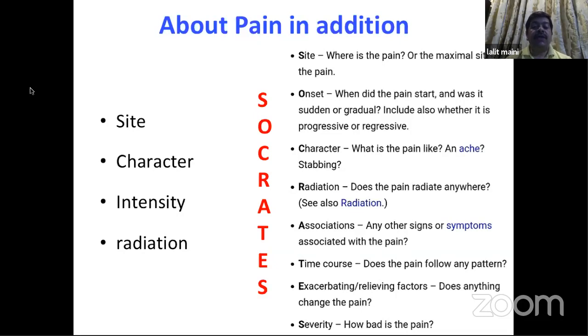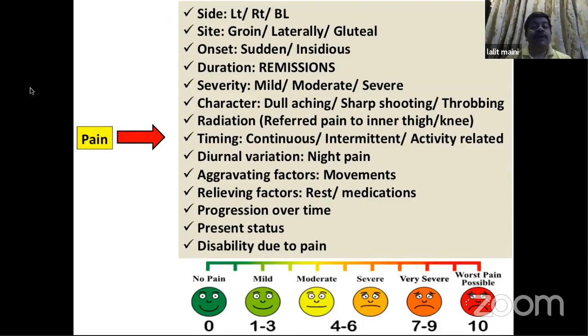Association, any other sign or symptom which is related to this pain? Time, the course, does the pain follow any time duration? Exacerbation and relieving factors, does anything change the pain? And the last thing, the severity, how bad is the pain? So SOCRATES is one of the good mnemonics to remember so that you do not miss out any of the features related to pain.